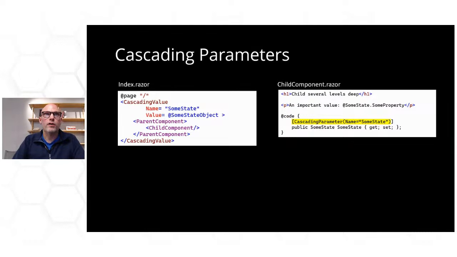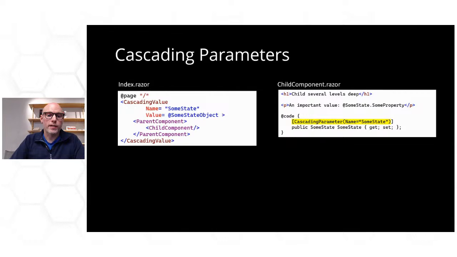Cascading parameters are somewhat similar to regular parameters, but they are available for all children in the hierarchy. So say you have a parent component and a child component that has a child component that has a child component. You can get the cascading parameters wherever you want in this hierarchy. So you don't need to pass the same value as an argument to each and every one of the child components.